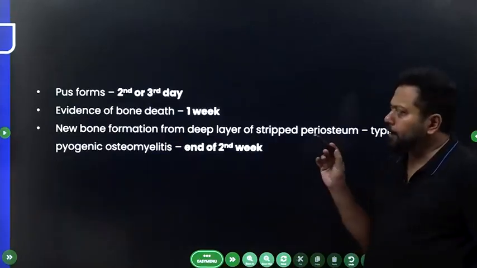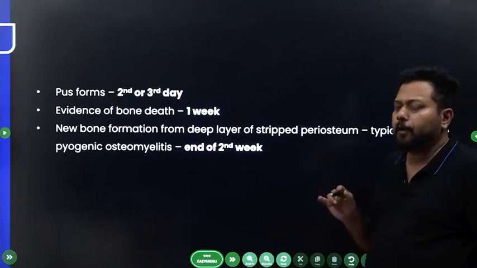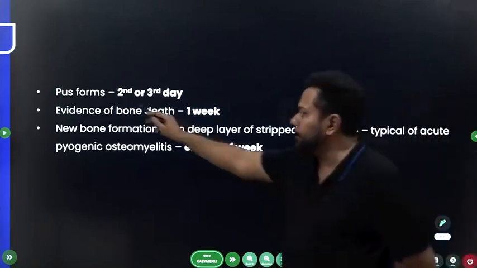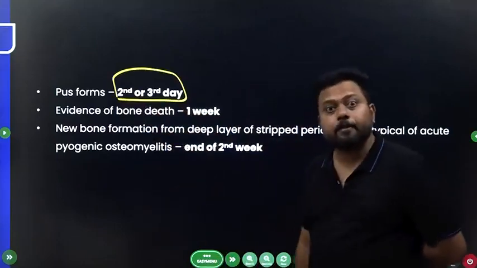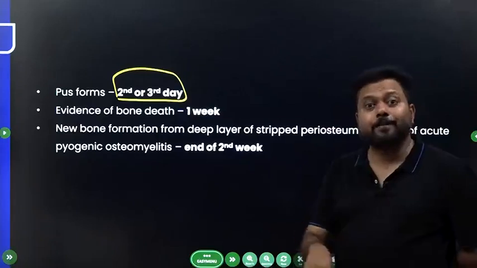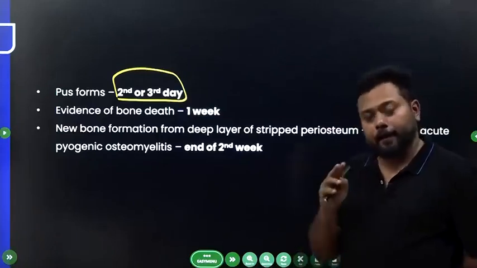Pathologically, a few days and numbers are very important in osteomyelitis. When is pus formed in acute osteomyelitis? By the second or third day. Very important MCQ. Only when pus is there, it's called osteomyelitis. When it is formed, it is the second or third day.